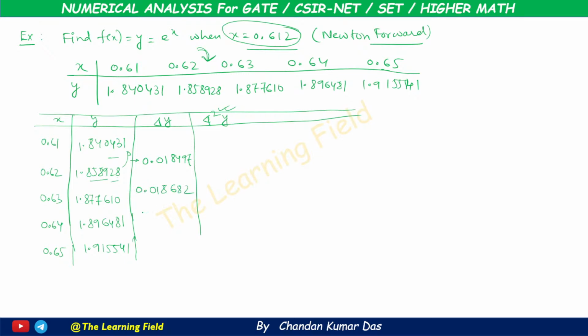682. The next difference is 0.018871. Okay, next one is 0.019060. Now the second difference: we write this one minus this one, this one minus this one, and this one minus this one. So the difference is 0.000185. Here we take 6 digits after the decimal, because this is a standard calculation.